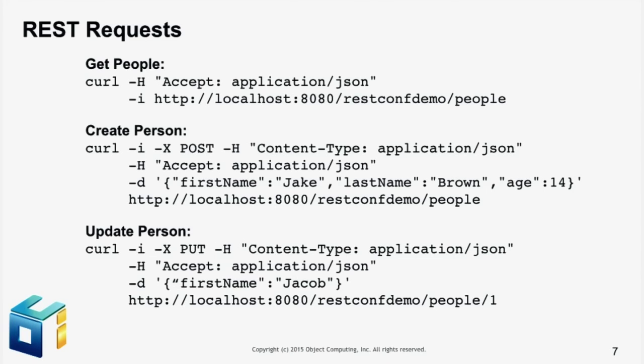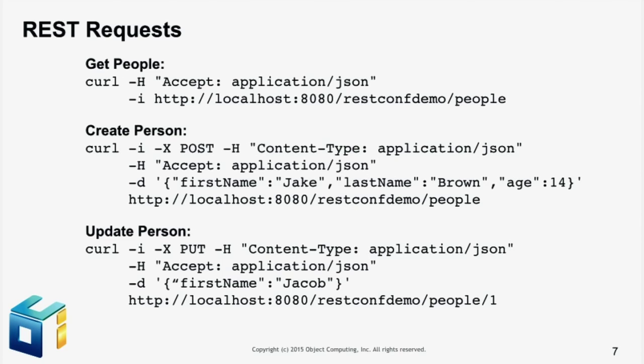I'm adding a header that specifies that the content type is application/JSON. That's important because the server needs to know what format the body of the request is in, and that content type header is how that's expressed. The second header being expressed there is the accept header. That indicates what type of response I want, or how I want the response formatted.